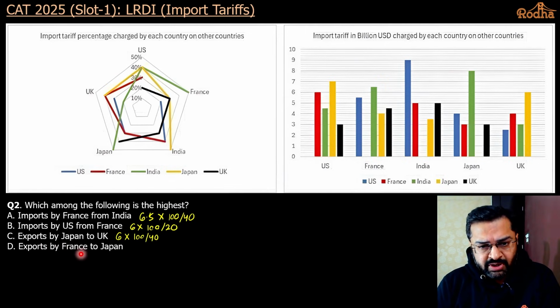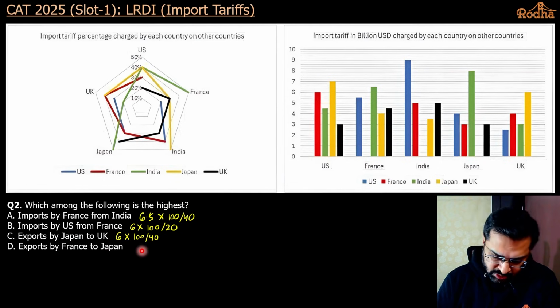Exports by France to Japan, or you can say imports by Japan from France. So Japan and France is this red one. So this is how much? You can see that this is 3 billion US dollars, right? So this is imports by Japan from France. So this is 3.